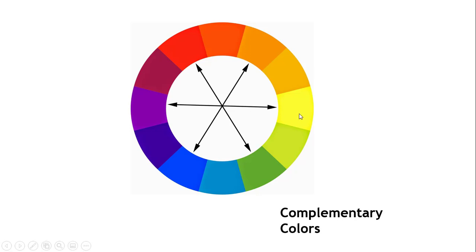Now, could it be a blue green and a red orange? Yeah, sure. It could be several different things, right? But oftentimes we think about orange and blues and so forth. So let me show you a couple examples.